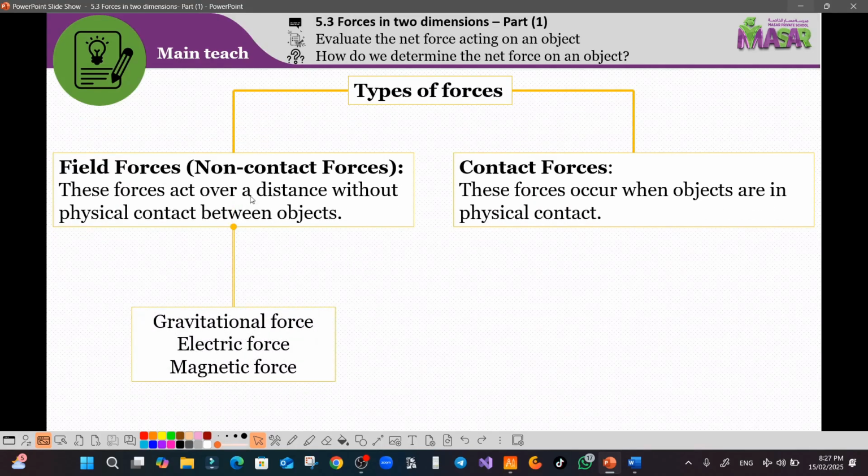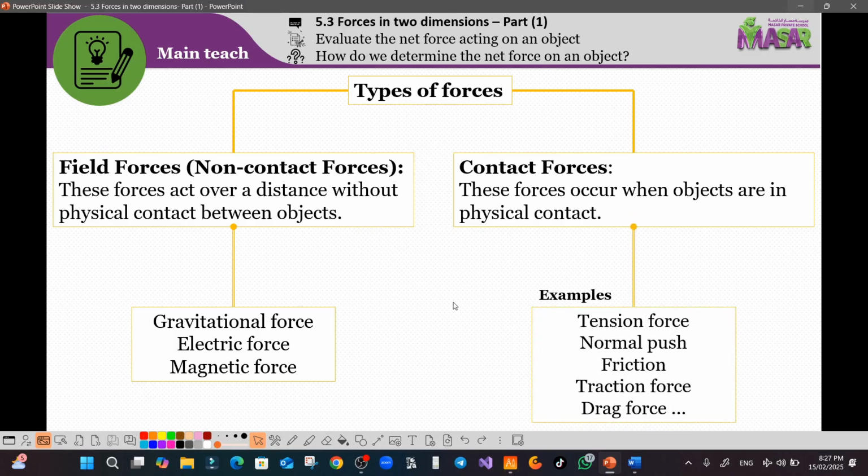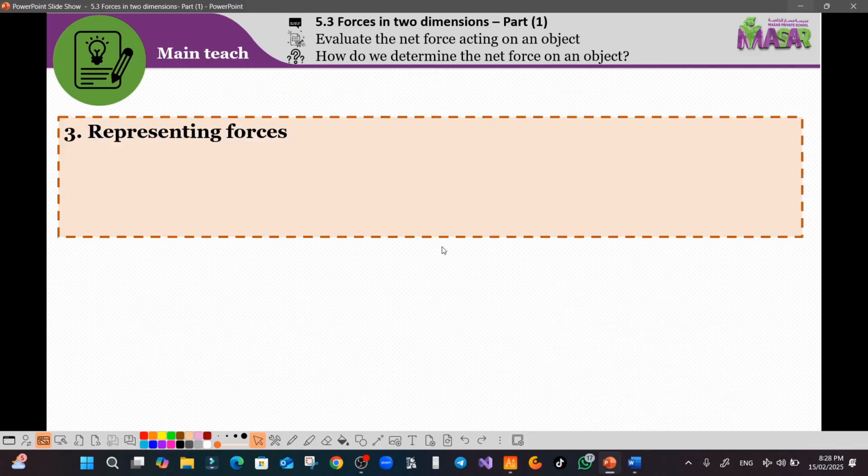Now, for the non-contact forces, we have only three types or three examples: the gravitational force, the electric force, and the magnetic force. Any other force not included in this list belongs to the contact forces, such as tension force, normal force, push, friction, traction force, drag force, etc.